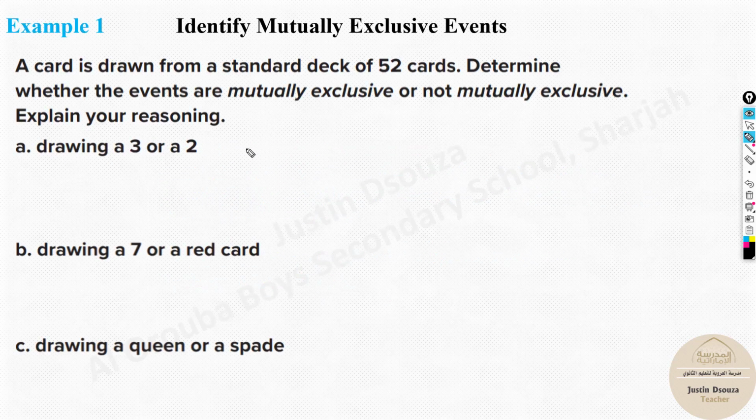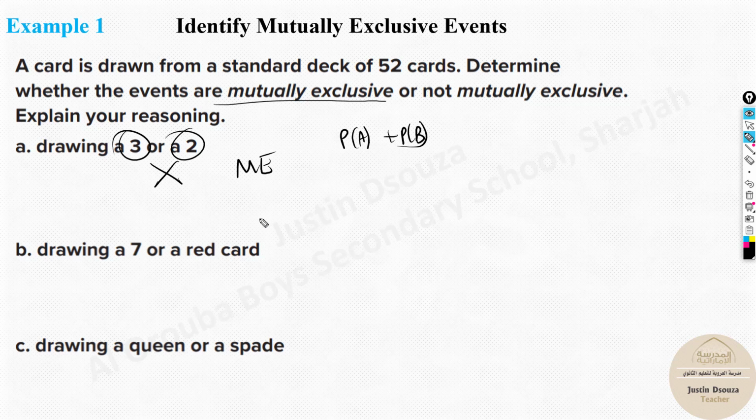That's it. Now let's look at these statements and see if they are mutually exclusive or not mutually exclusive. Here, a card is drawn from a standard deck of 52 cards. We have seen cards in the previous lessons. There are 4 suits, 1 to 10 number cards and 3 picture cards. Now here there is a statement: drawing a 3 or a 2. Is there any card which is both 3 and 2? No, 3 is a separate card, 2 is separate. They cannot be the same. There is no common card, so they are mutually exclusive. So the formula would be probability of A plus probability of B.